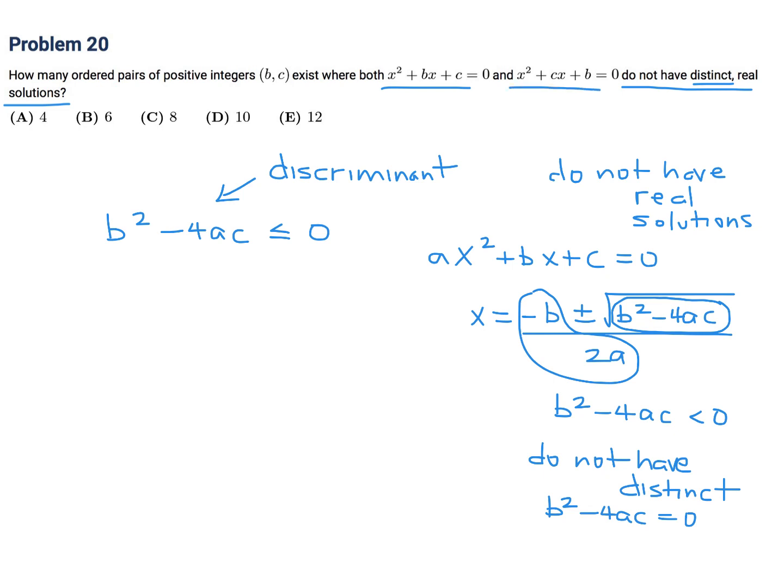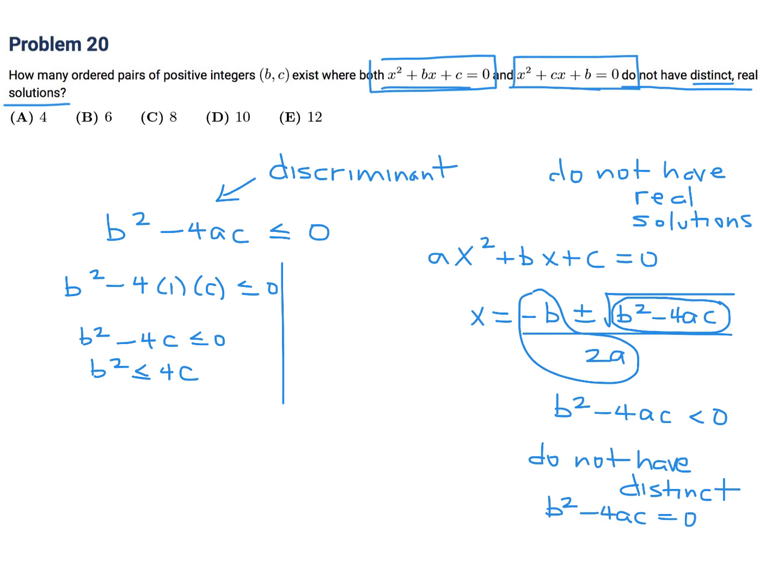So for the first one, be careful we don't get confused with the lettering. It would be b squared minus 4 times 1 times c is less than or equal to 0. Applying it to this equation, that's b squared minus 4c is less than or equal to 0. B squared is less than or equal to 4c. Okay, great. Now let's do the same thing for that equation. That would be c squared minus 4 times 1 times b is less than or equal to 0. C squared minus 4b is less than or equal to 0. C squared is less than or equal to 4b. And I think that's all right.